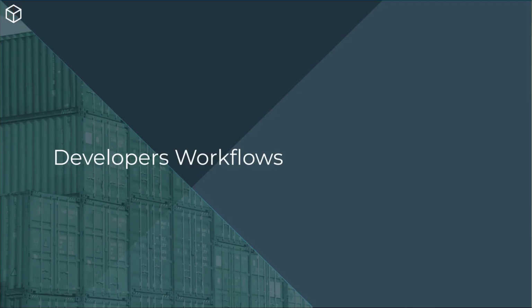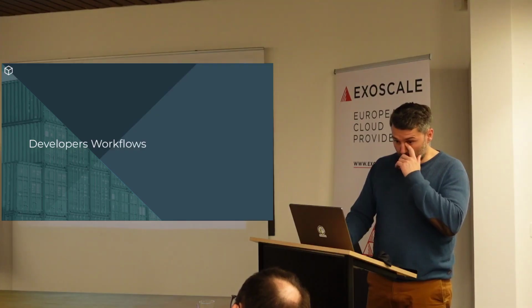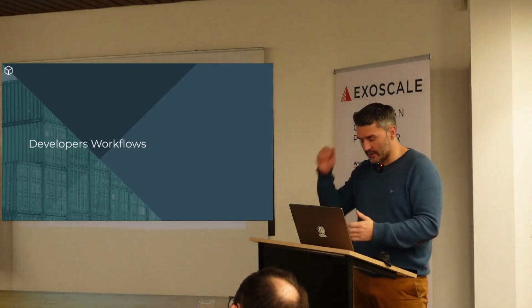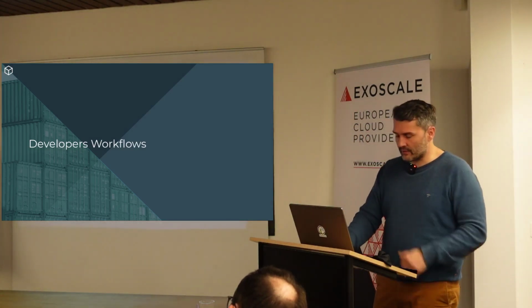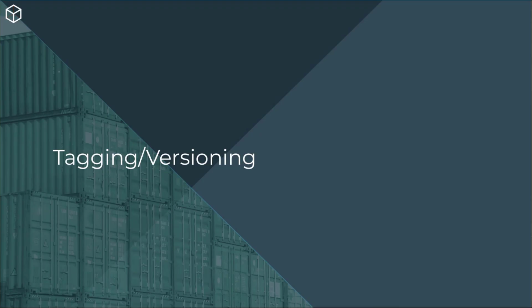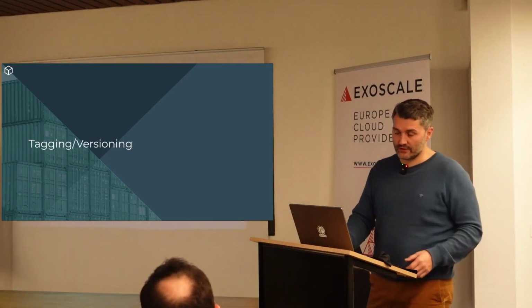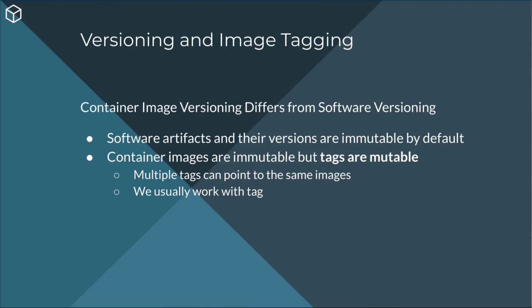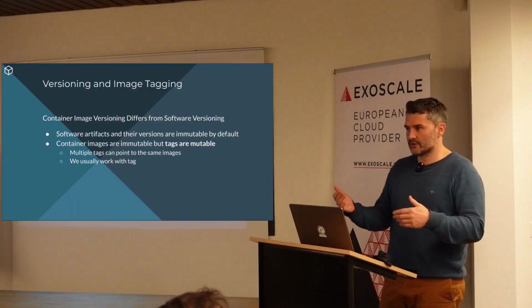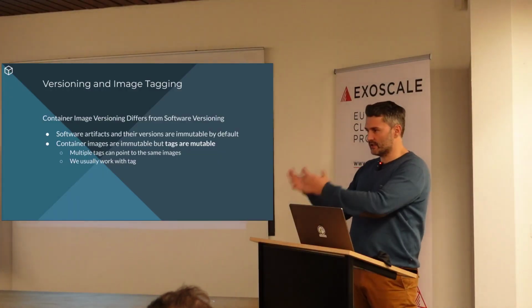So let's focus a bit on the typical developer workflows that we have as developers, and see how a registry can support us in that regard, or more specifically Harbor. The first thing is tagging and versioning, right? So tagging and versioning is an obvious thing in software development. We version our artifacts, and there is however a bit of a difference between container artifacts and typical software artifacts, right? So in typical software, artifacts are immutable, so you create an artifact and it has a version attached to it, and that's it, right?